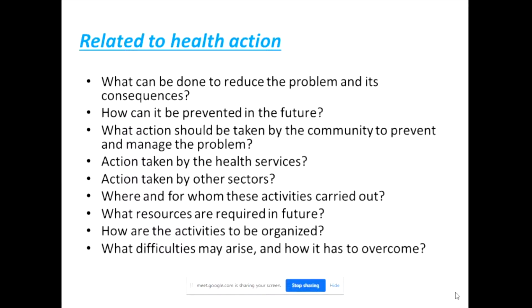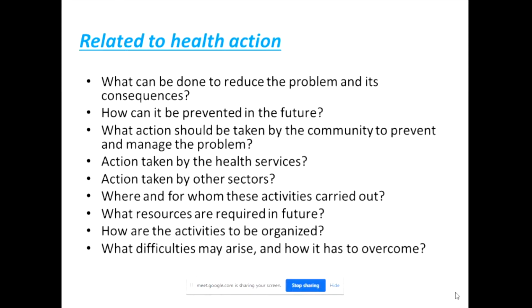First thing, how can we reduce the incidence of this disease? From here we are talking about action. So what are we going to do to reduce the incidence of this disease? The second thing, prevent it from happening in the future. The third thing, what action should be taken by the community to prevent and manage the problem? So here it is not just the dentist or health staff who has to work on the issue. The community also has a role in preventing the occurrence of the disease.